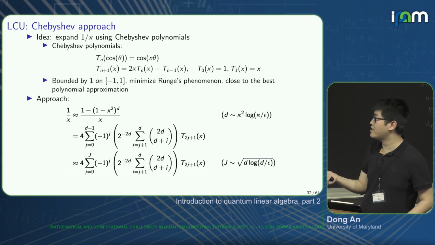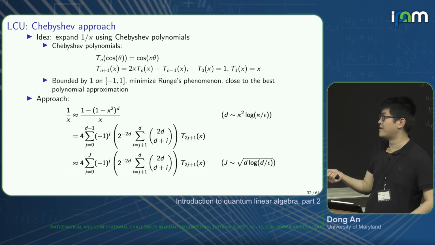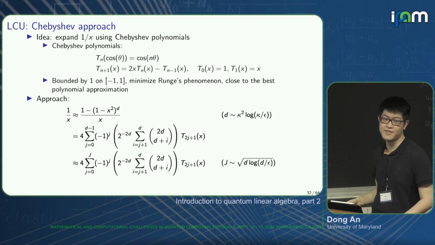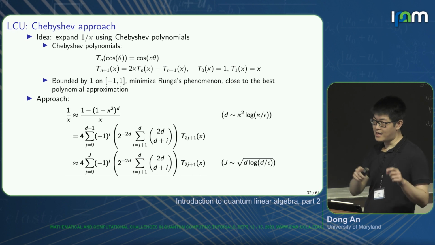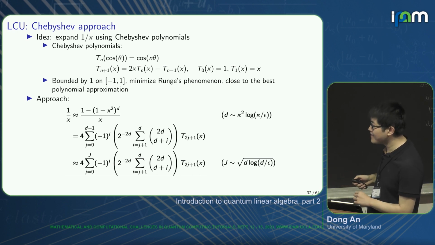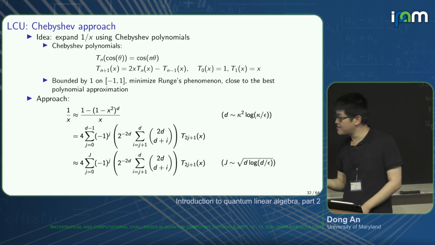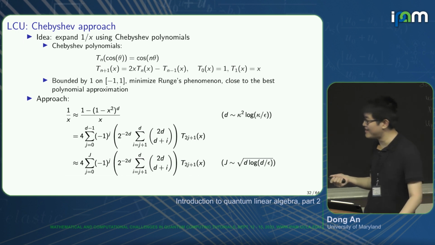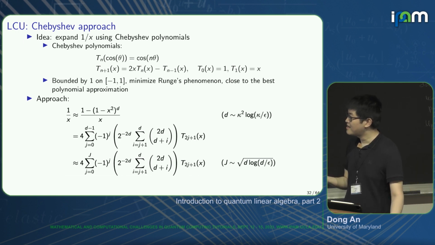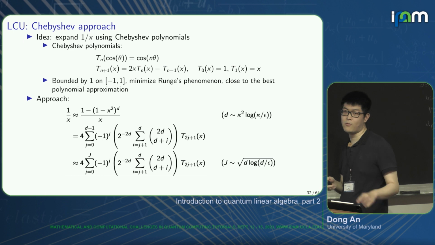If you write your variable as cosine theta, then it's just cosine of n theta for the nth order Chebyshev polynomial. Okay, so the Chebyshev polynomial is bounded by 1 on the interval -1 to 1, and the approach of solving the linear system is that we are trying to approximate this function using the Chebyshev polynomials as the basis functions. The idea is that we first make this function well defined on the entire interval of -1 to 1.